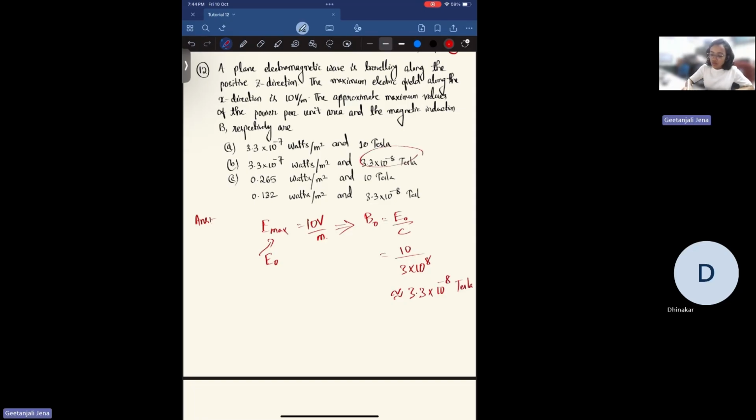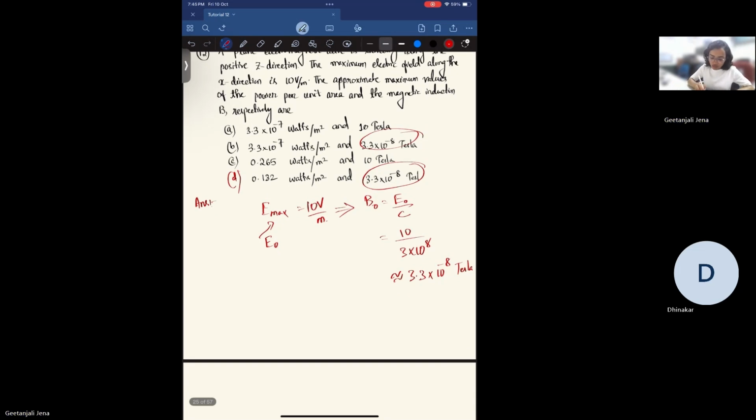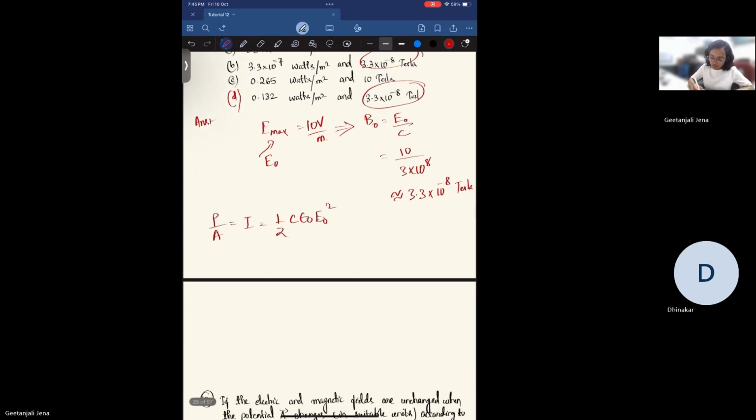So you have two options for 3.3. Now power. So average power per unit area is I, which is half C epsilon naught E naught square. This is half C epsilon naught into 10 to the power 8. And just put the values. This will be around 0.132.